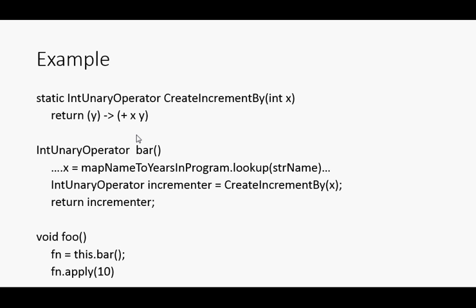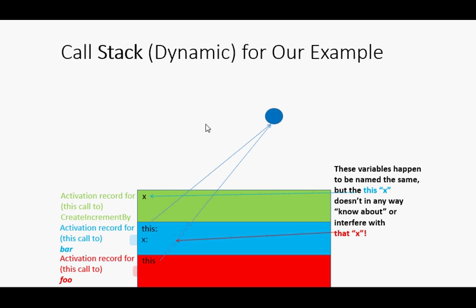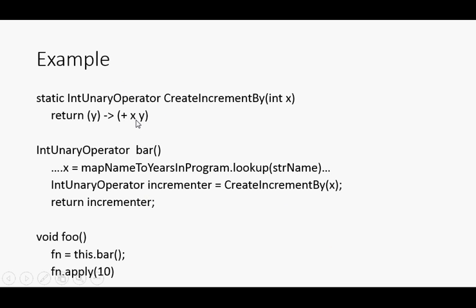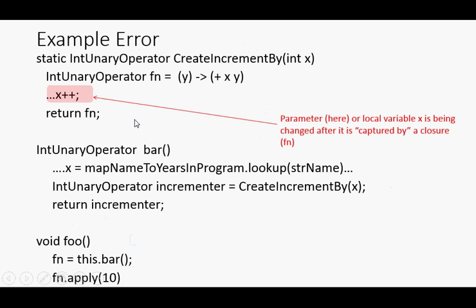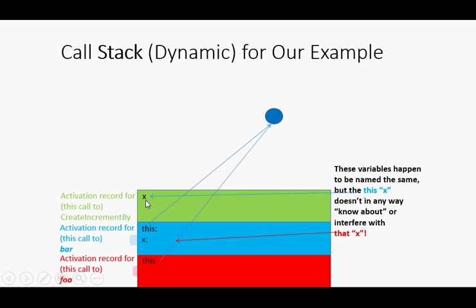And yet, that activation record is disappearing. How is it going to remember what this x is if the activation record that stores it disappears when it pops? Right? So foo calls bar, this activation record for bar is put on. Bar calls create increment by, this is put on. Create increment by returns, this one will go away. For all intents and purposes, the green is wiped out of existence.